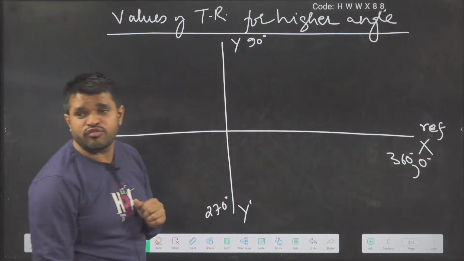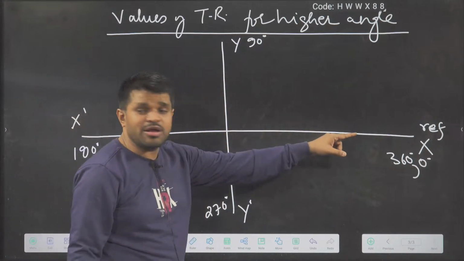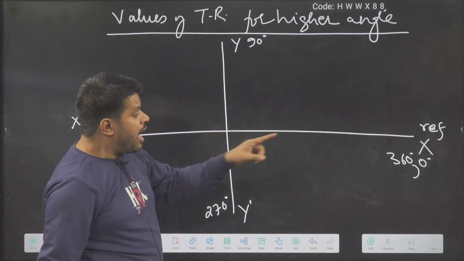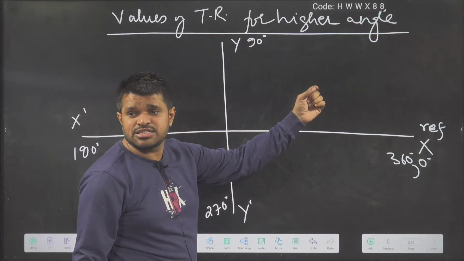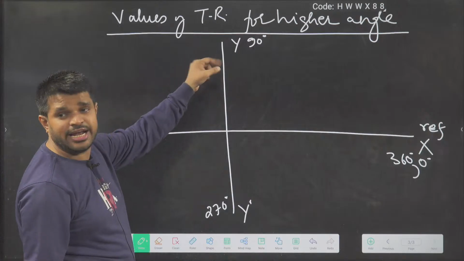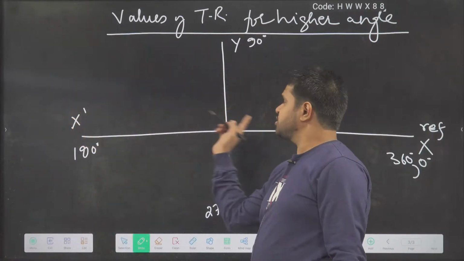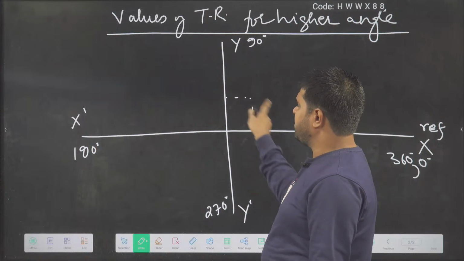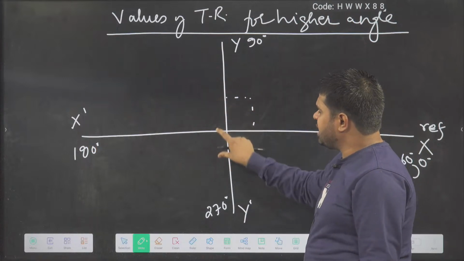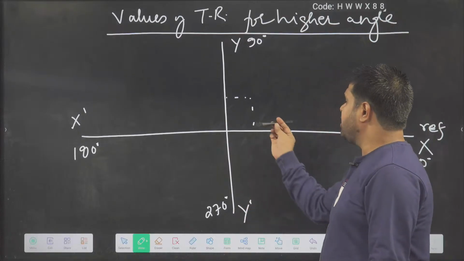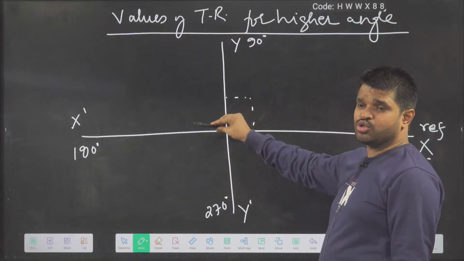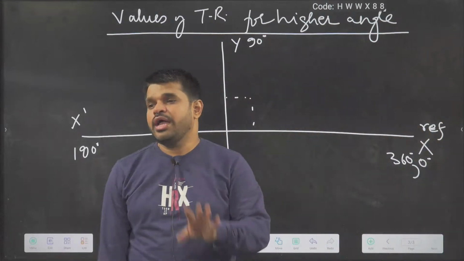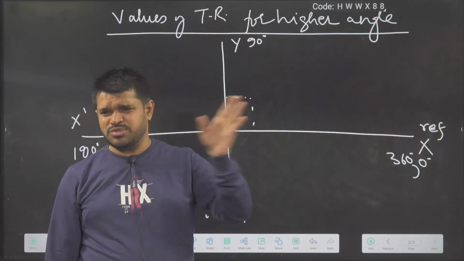So first of all, it should be clear that our positive x-axis is our reference arm. The angle of x-axis with x-axis is 0 degree. Positive y-axis 90. Negative x-axis 180 degree. Remember, this angle is 90. 90 plus 90 becomes 180. 90, 90, 90 becomes 270. And if you do one full revolution, the angle will become 360.